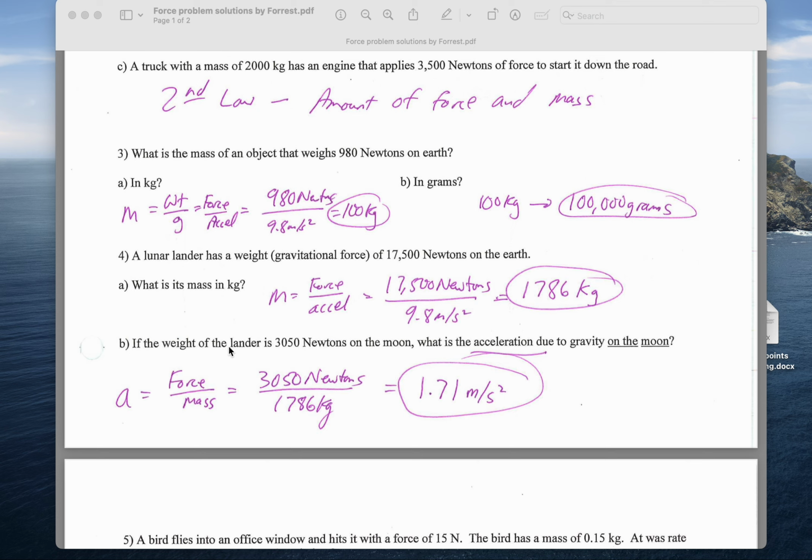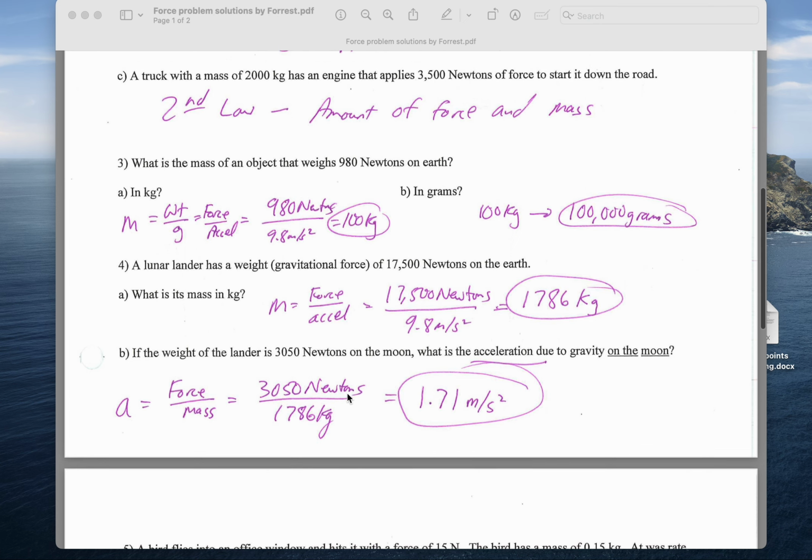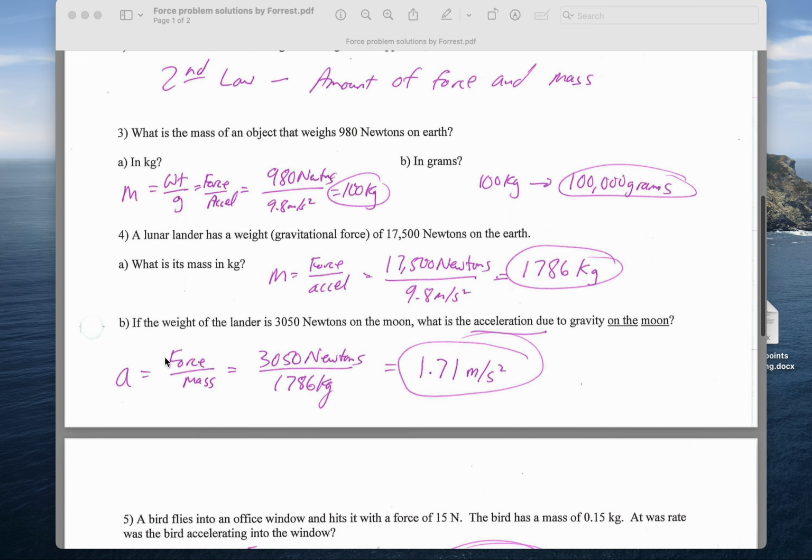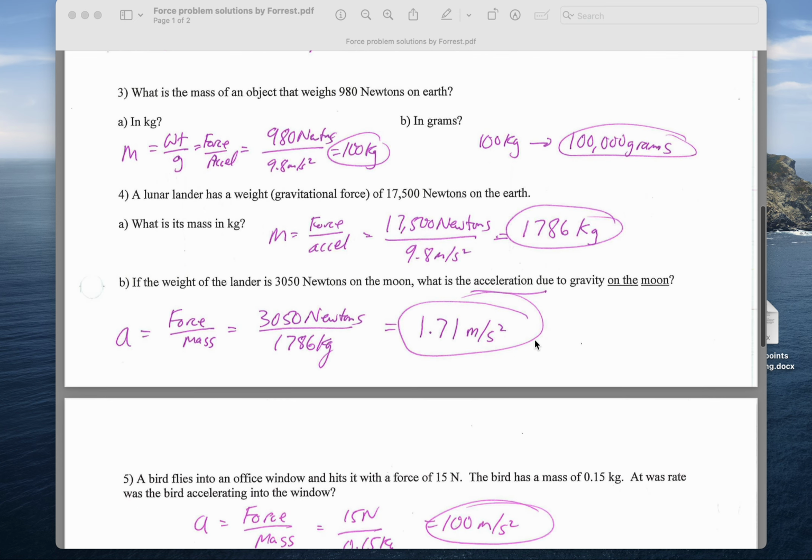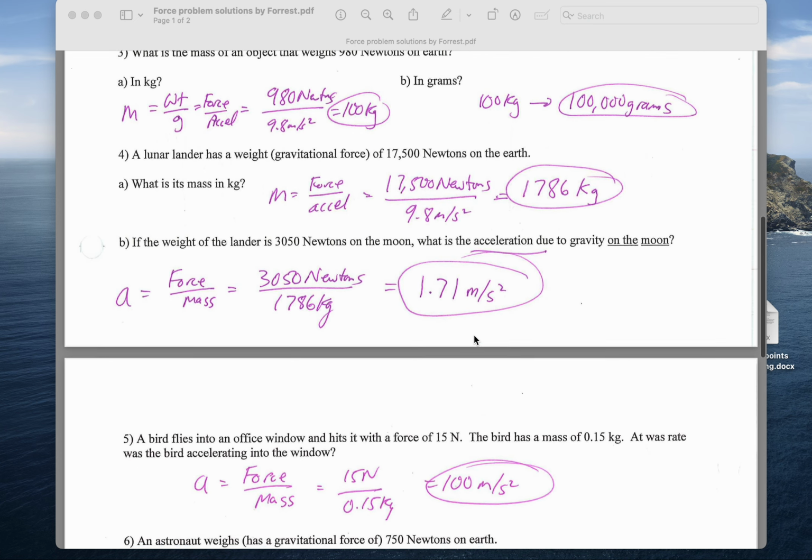For part B of the problem, you already know the mass. Mass doesn't change anywhere in the universe, although force, the force of gravity, can change. But on the moon, the force of gravity is less. The mass would be the same. So again, I'm using Newton's second law, rearranging it, and I get around 1.71 meters per second squared. Again, I saw a lot of people Googled it because their answer doesn't agree with what I had.